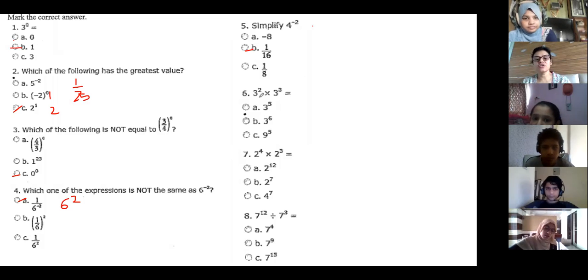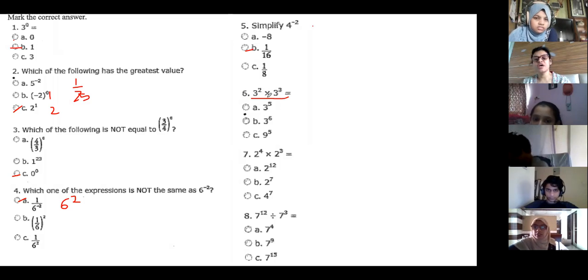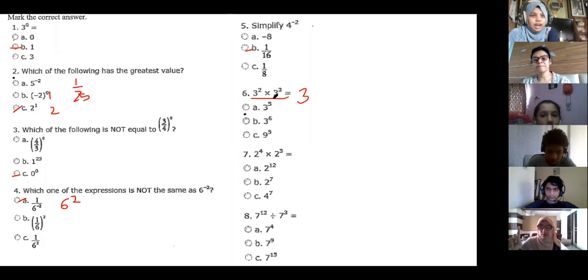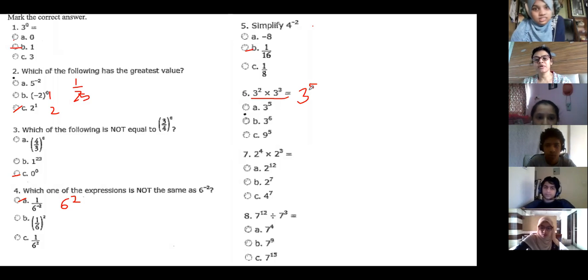Safia, what is the answer over here? Just use a law. 3 and 3, bases are same. In between there is a multiplication sign. So what will be the answer over here? What will you do with the power? Multiply. Ma'am, we will not multiply, we will add it. When the bases are same and you have a multiplication sign, we add the powers. So 3 raised to 5. Correct. Answer is A.